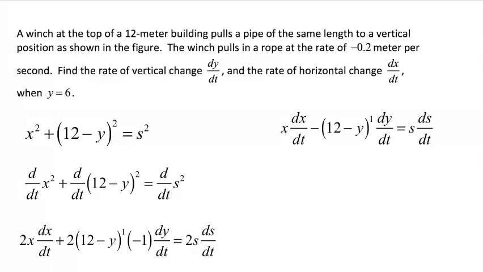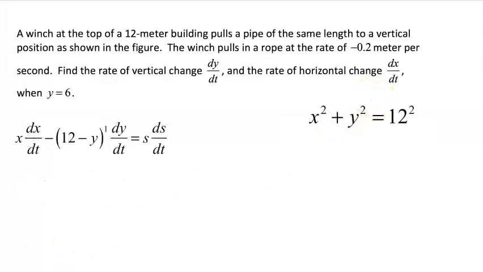Now, what do we know? What's our information that we're given? Well, we know x squared plus y squared is 12, and we're told that y is 6. So when y is 6, what is the x value?